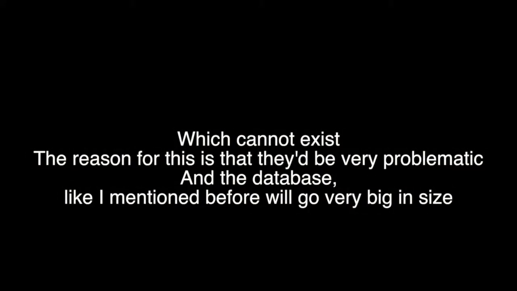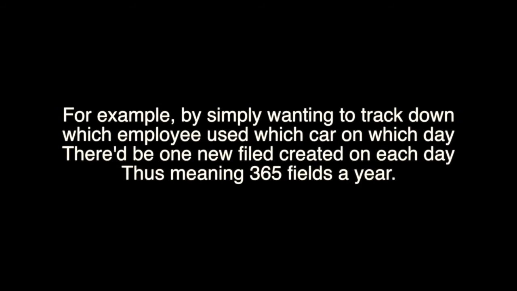This is known as a many-to-many relationship, which cannot exist. The reason for them not being able to exist is that they'll be very, very problematic, and the database, just like I mentioned before, will go very big. For example, by simply wanting to track down which employee used which car on which date, there will be one new field created on each day, thus meaning 365 new fields are created over a year. However, if this was on a junction table, then there would only be new records created instead of new fields.